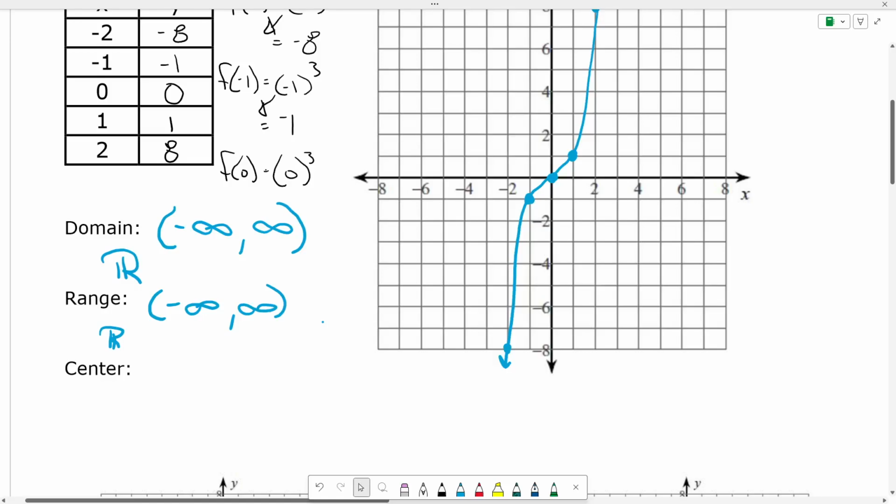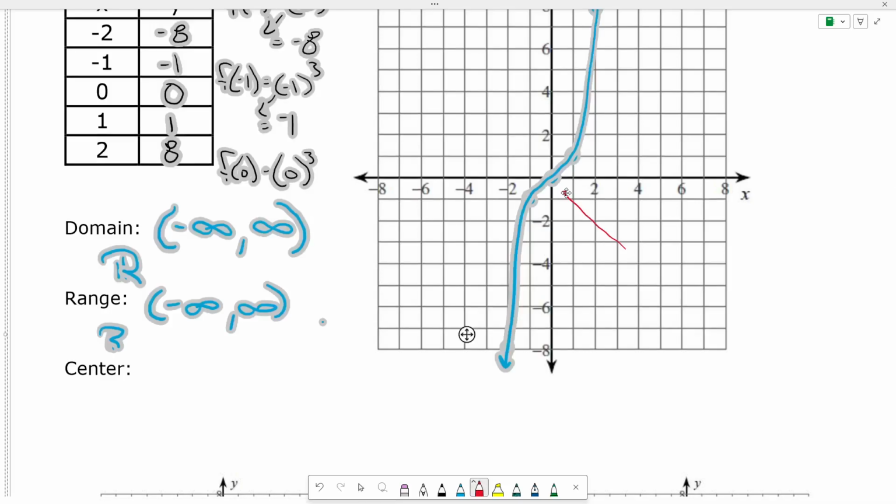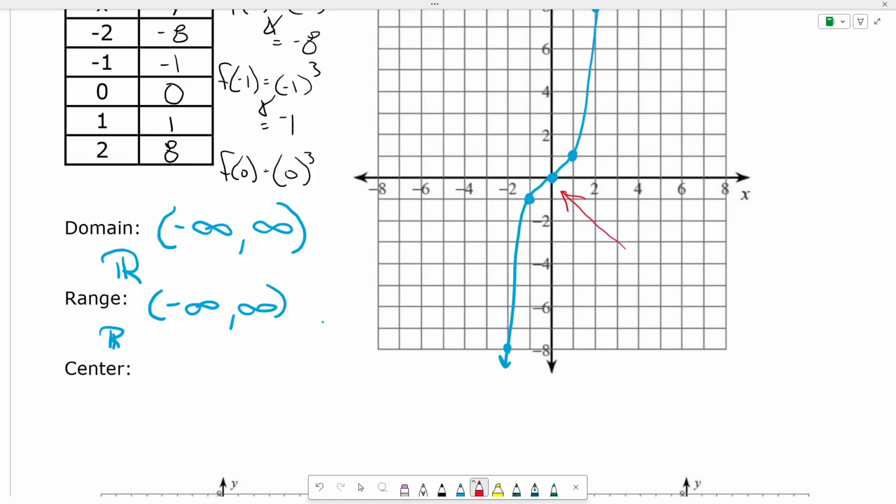Now the center. Center is also sometimes referred to as the point of inflection. That's basically where it changes direction. Well, that's this point right here. That point right there is located at 0, 0. Okay? That is our parent function of a cubic equation. So we're going to continue along.